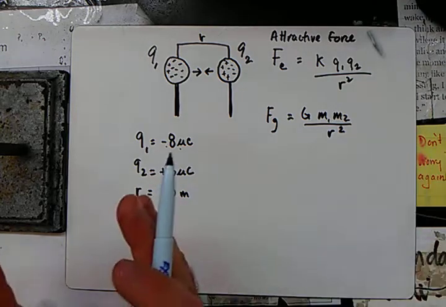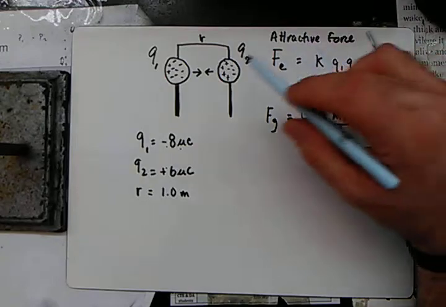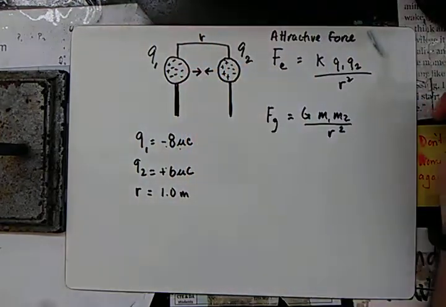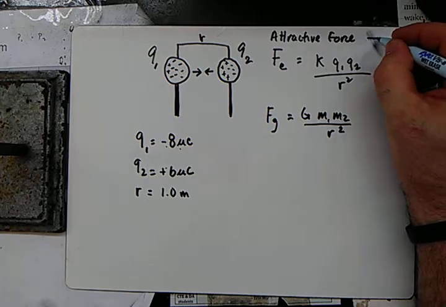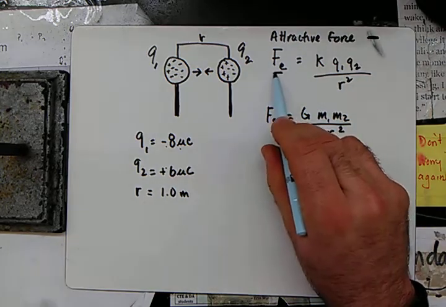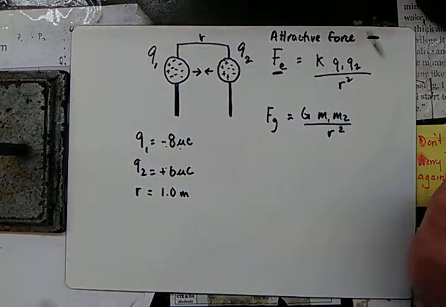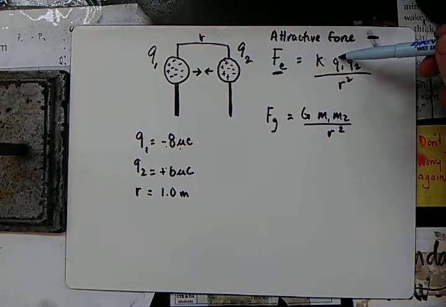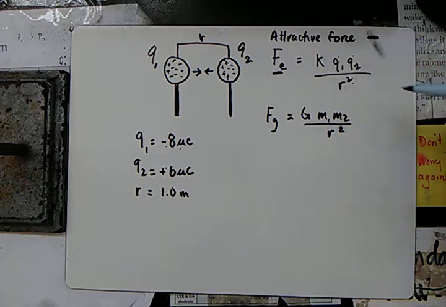The objects are going to be pulled towards each other, because there's a negative and a more positive charge. So the attractive force can be said to be a negative number. To find the electrical force between the two objects, it's as simple as taking our K value times charge 1, times charge 2, over the radius squared.